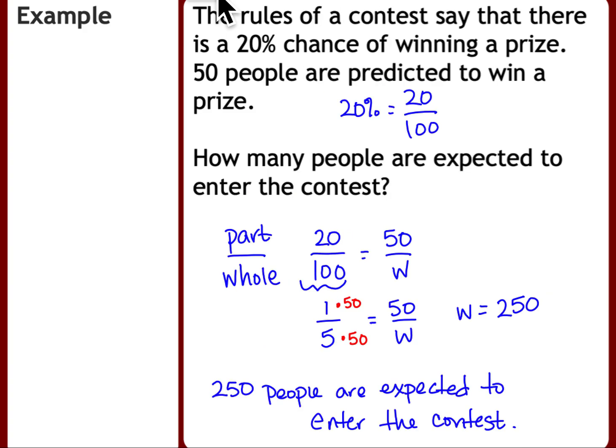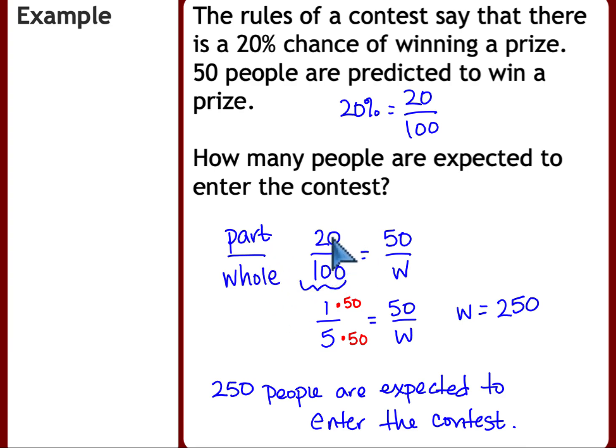All right, one more example, then I'll give you a couple on your own. The rules of the contest say that there is a 20% chance of winning a prize. 50 people are predicted to win a prize. So this is the part, 50 out of the total number of people expected to enter. That's the part, okay? So I took that 20%, I just wrote it as a fraction of part to whole relationship here. So how many people are expected to enter the contest?